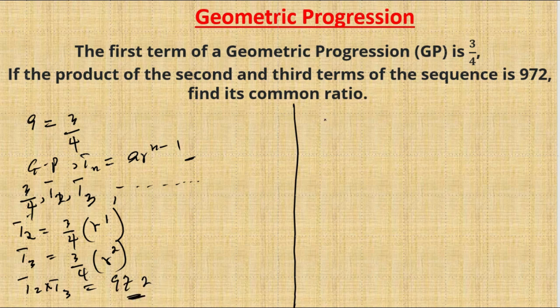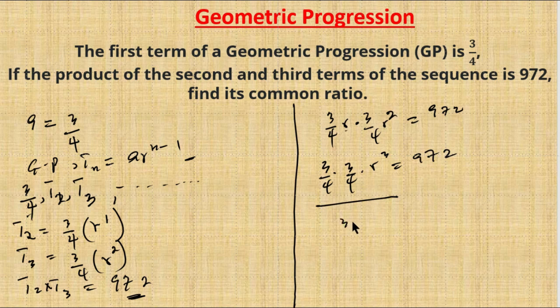And to find its common ratio, that's the r. Now I have 3 over 4 r, which is T2, times 3 over 4 r raised to power 2, which is T3, equals 972. I can rearrange this to 3 over 4 times 3 over 4 times r raised to power 3, that's r times r squared, equals 972. Then I can divide both sides by 3 over 4 times 3 over 4.